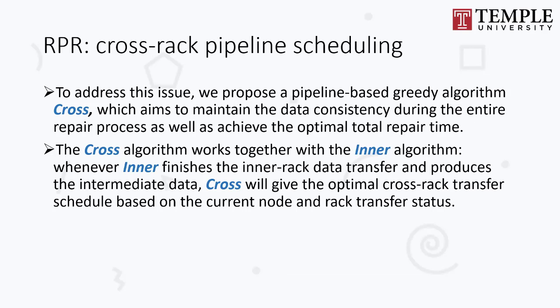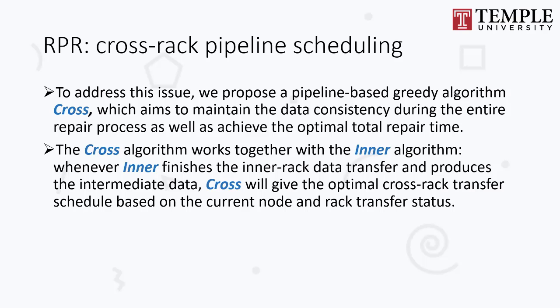So we can see that different cross-rack data transfer schedules will have very different total repair times. So how can we arrange the schedules so that we always achieve the lowest transfer time? To address this issue, we propose a pipeline-based greedy algorithm, cross, which aims to maintain data consistency during the entire process, as well as achieve the optimal total repair time. The details of the proof can be found in the paper.